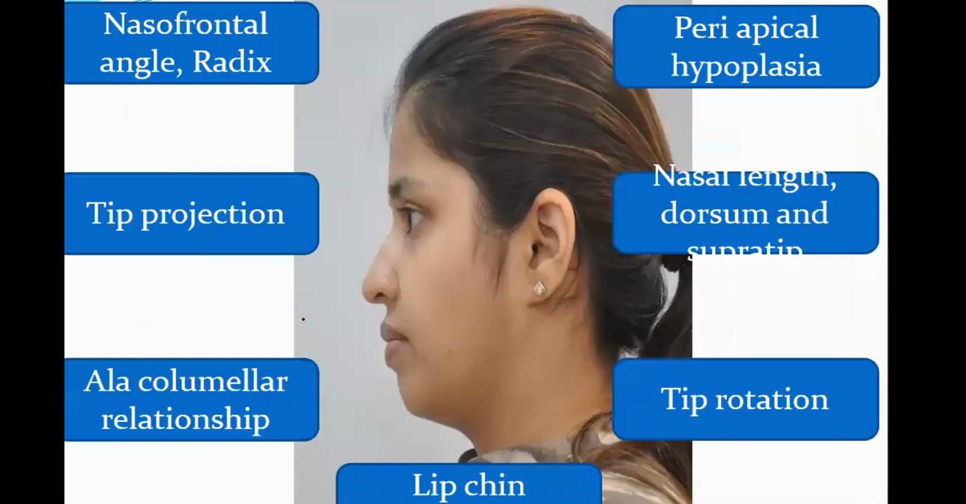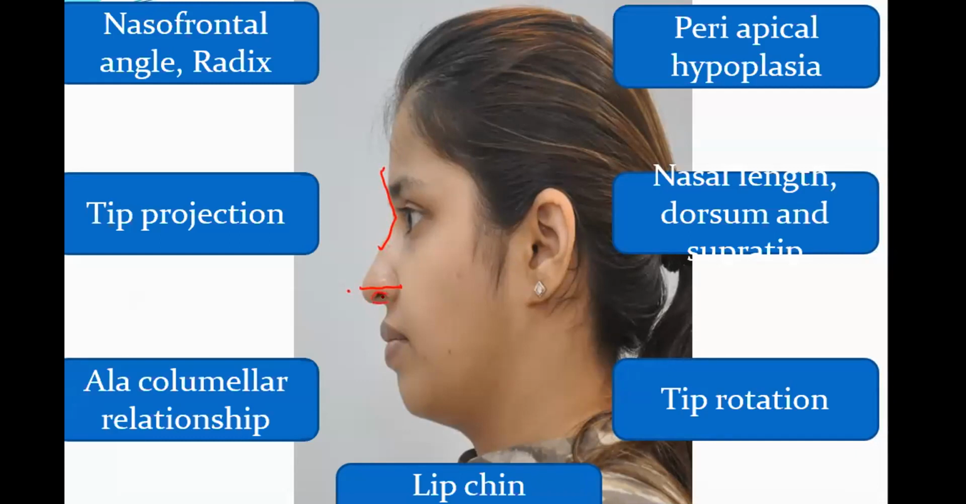columella. So when you go to the profile view, this is called the profile view. You need to assess these points. You can take a photograph of this slide. One is the nasofrontal angle. This is the nasofrontal angle and the radix. This is called the tip projection, the point from where it projects onto the face and it goes forward. This is the tip projection. Alar columella relation. So this is the alar and this is the columella. There's a certain relation we need to know.